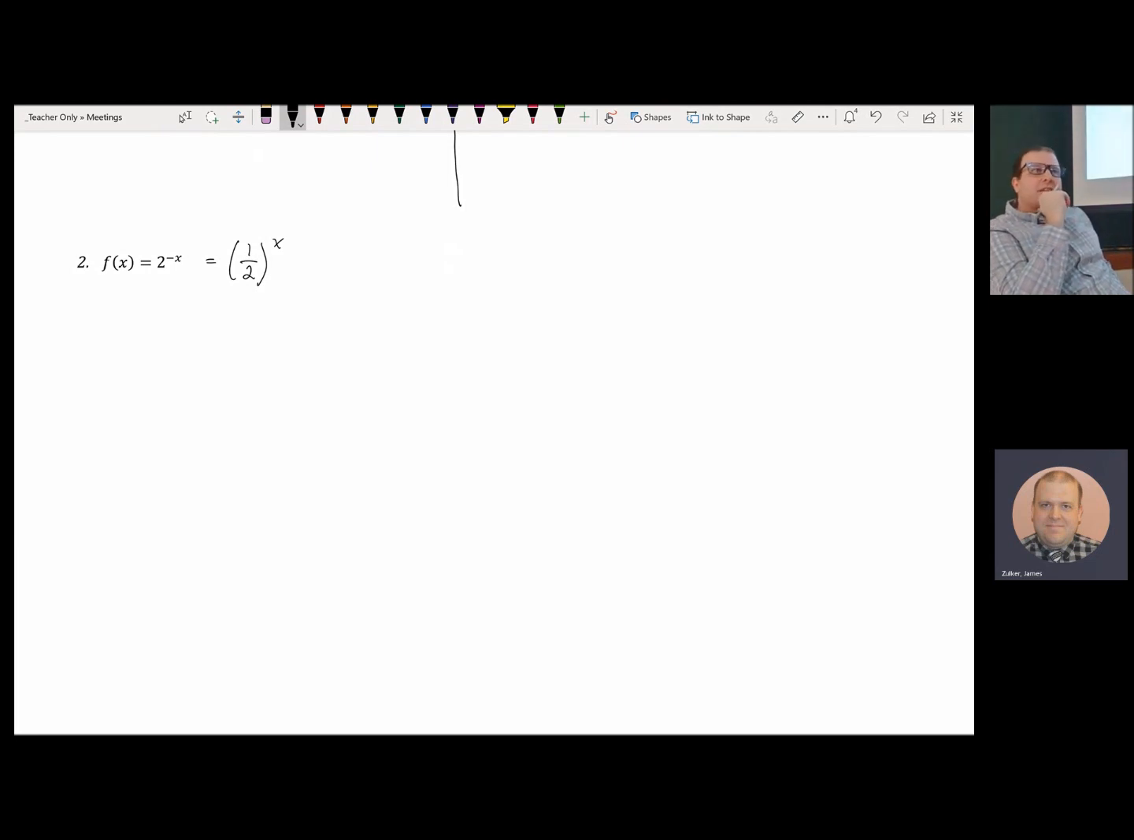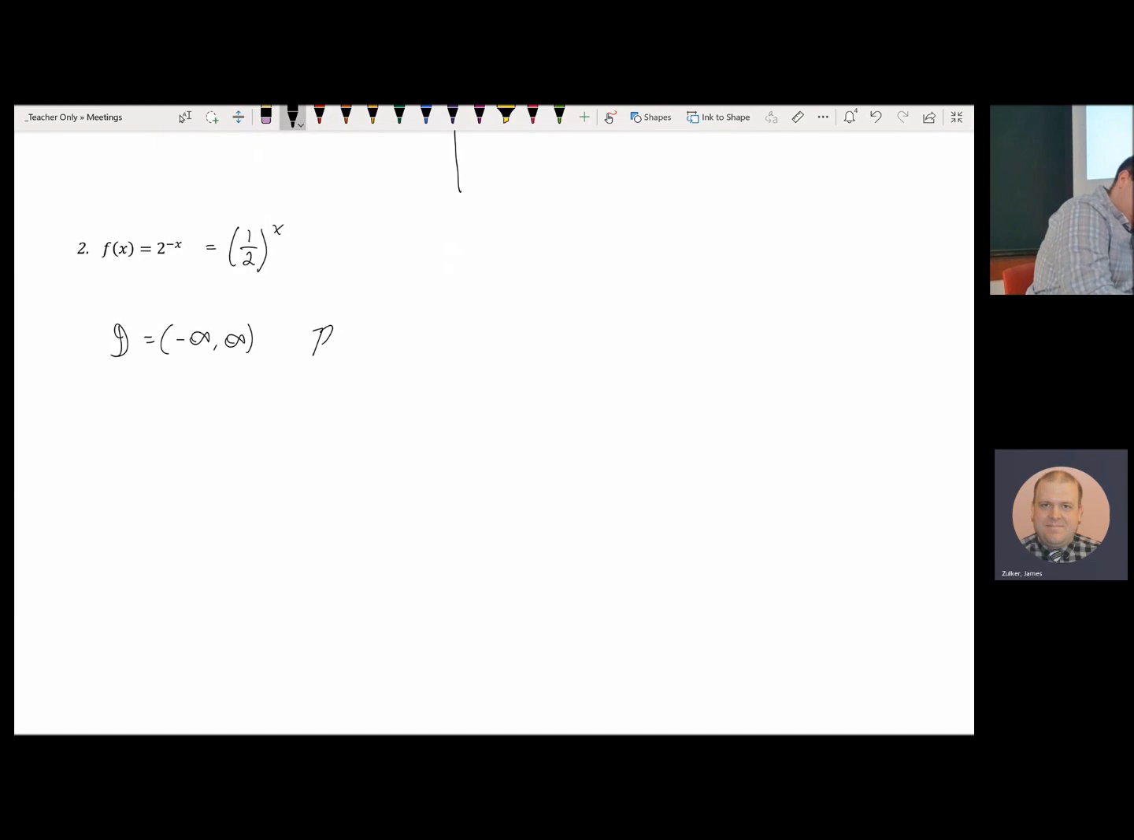It's a half raised to the x, which does equal 1 over 2 to the x. Right, but that's not written in the exponential form. So 2 to the negative x is an exponential function of base 1/2. Which means domain, all real numbers, range, positive real numbers, right?